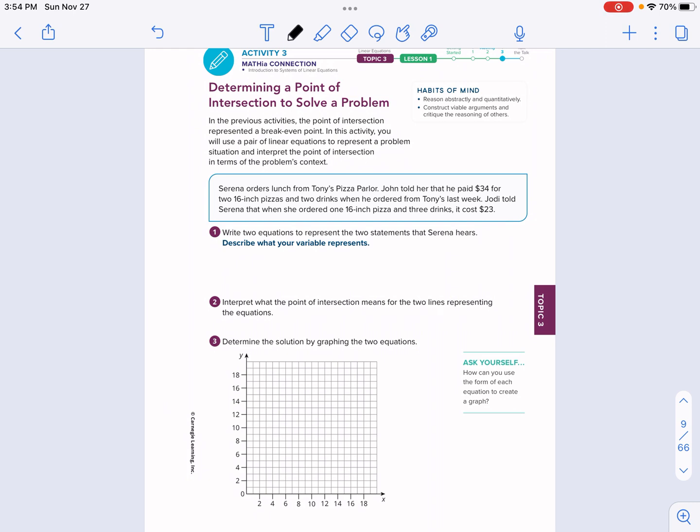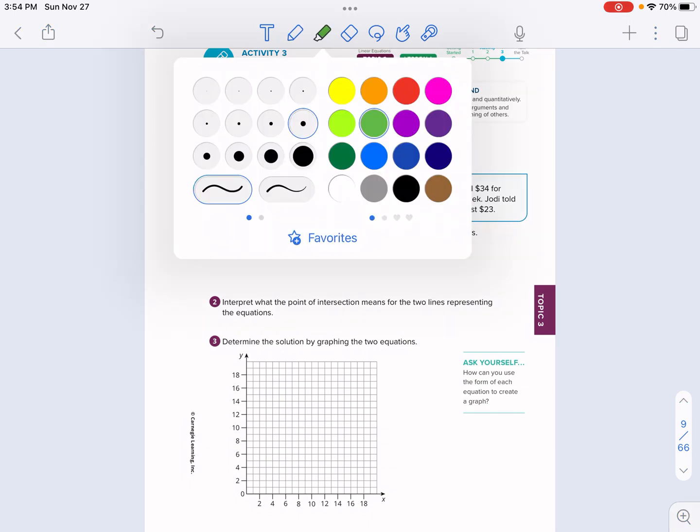Okay, so it says in the previous activities, the point of intersection represented a break-even point. In this activity, you will use a pair of linear equations to represent a problem situation and interpret the point of intersection in terms of the problem context. Okay, so we're going to have to do some highlighting here. Let's put blue.